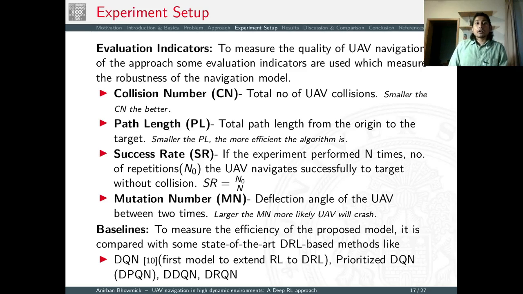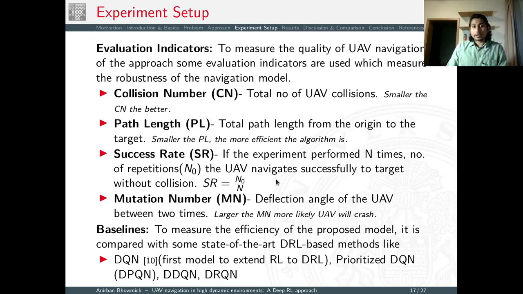In order to measure the quality of the navigation algorithm, we are measuring it on the basis of certain factors. First is the collision number. The collision number measures the total number of collisions the UAV performs, so the smaller the collision number, the better. The path length is the length from the source to the target, so the algorithm's goal would be to have a smaller path length.